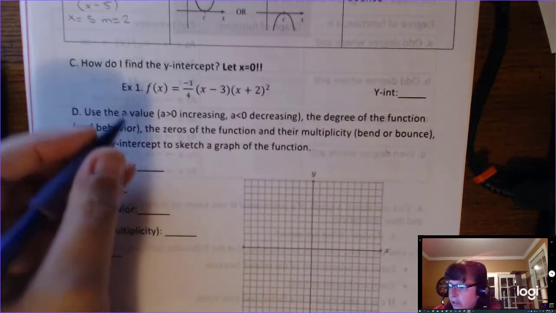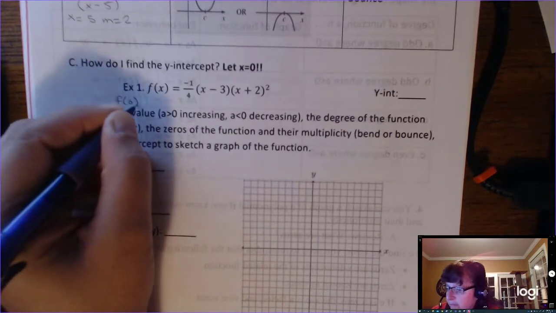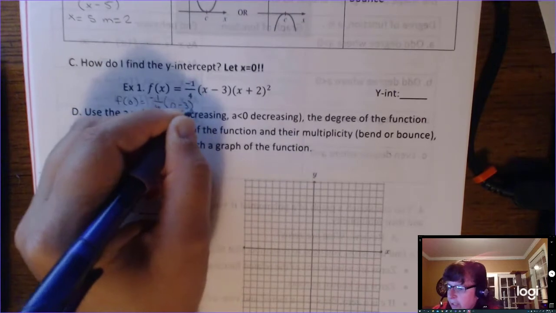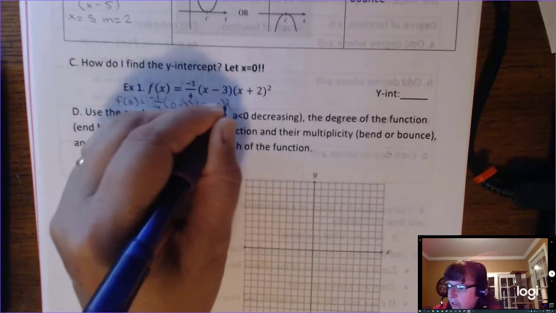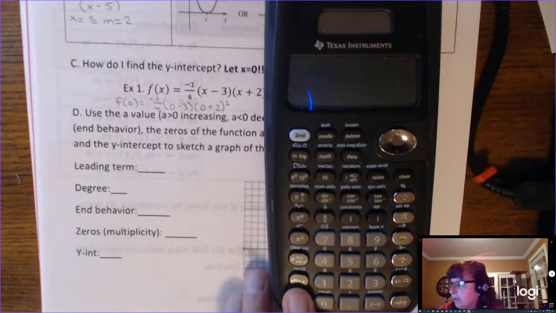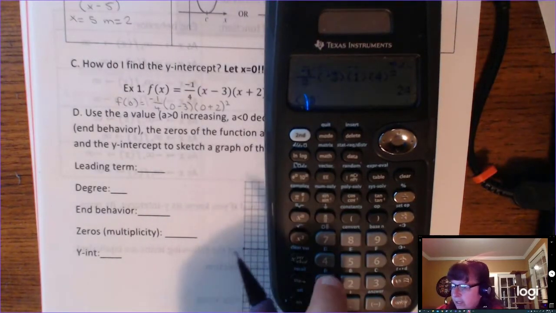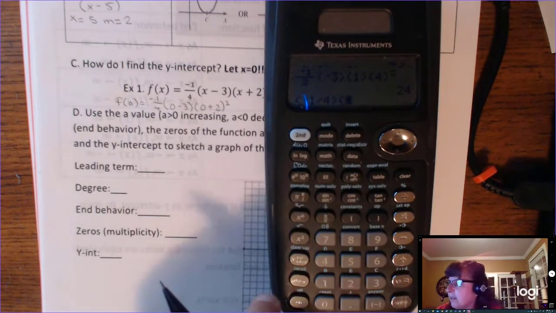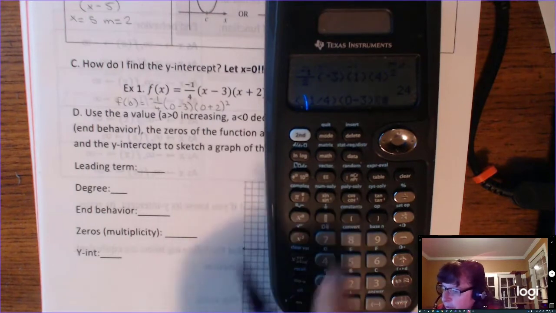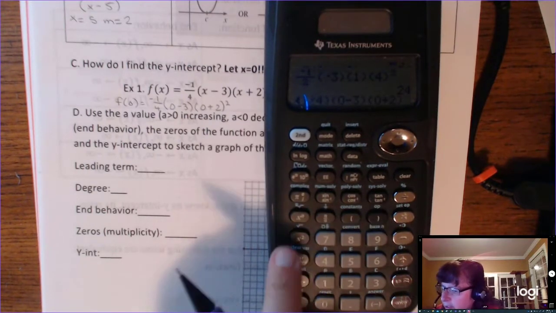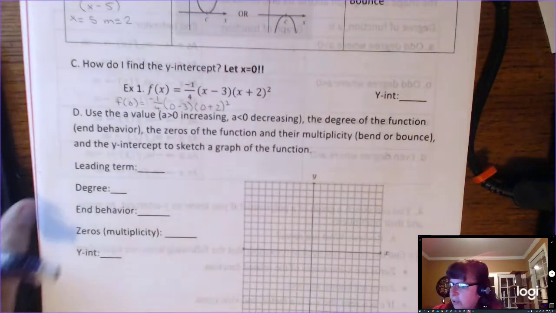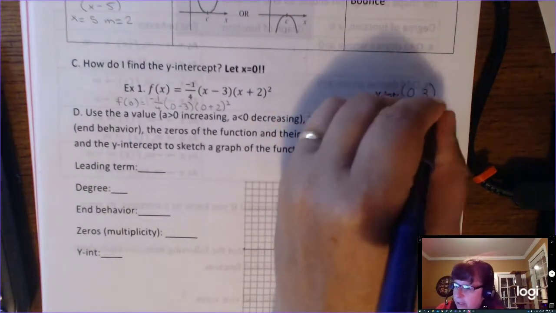So I'll just plug 0 in for x, and that would give me negative 1/4 times 0 minus 3 times (0 plus 2) quantity squared. And if you do not want to get it wrong, you can just plug that in the calculator. So that would be parentheses negative 1/4, parentheses 0 minus 3, parentheses 0 plus 2 squared. And you get 3. So when x is 0, y is 3. That's your y-intercept.